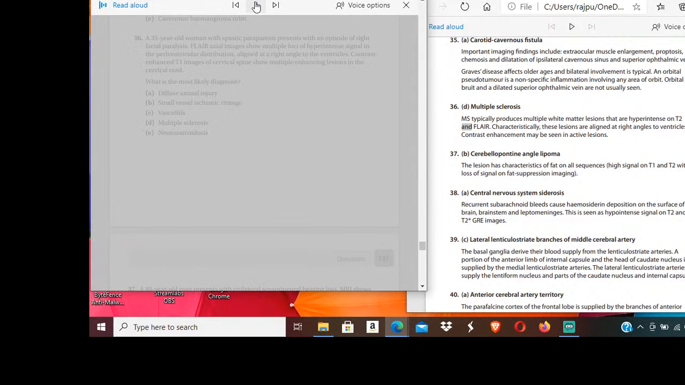E. Cavernous hemangioma orbit. 36. A 35-year-old woman with spastic paraparesis presents with an episode of right facial paralysis. FLAIR axial images show multiple foci of hyperintense signal in the periventricular distribution, aligned at a right angle to the ventricles. Contrast-enhanced T1 images of cervical spine show multiple enhancing lesions in the cervical cord. What is the most likely diagnosis? A. Diffuse axonal injury. B. Small vessel ischemic change. C. Vasculitis. D. Multiple sclerosis. E. Neurosarcoidosis.